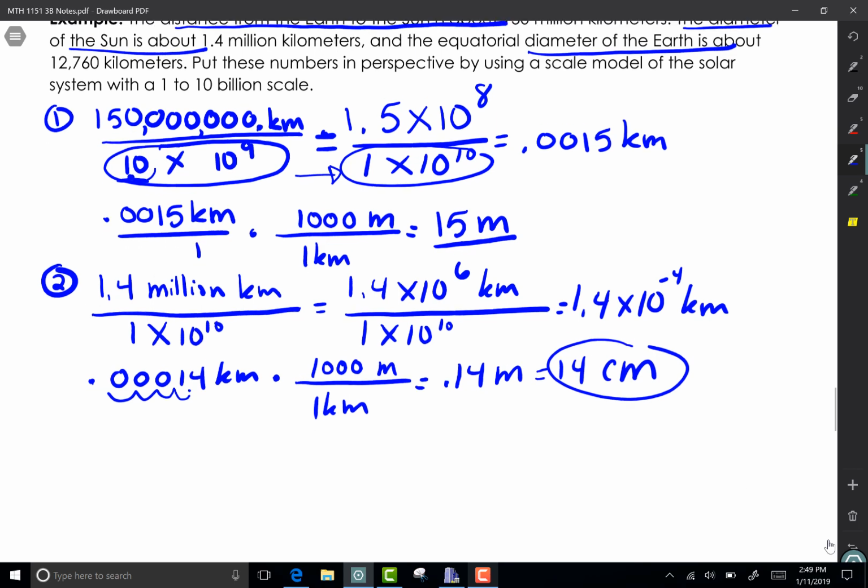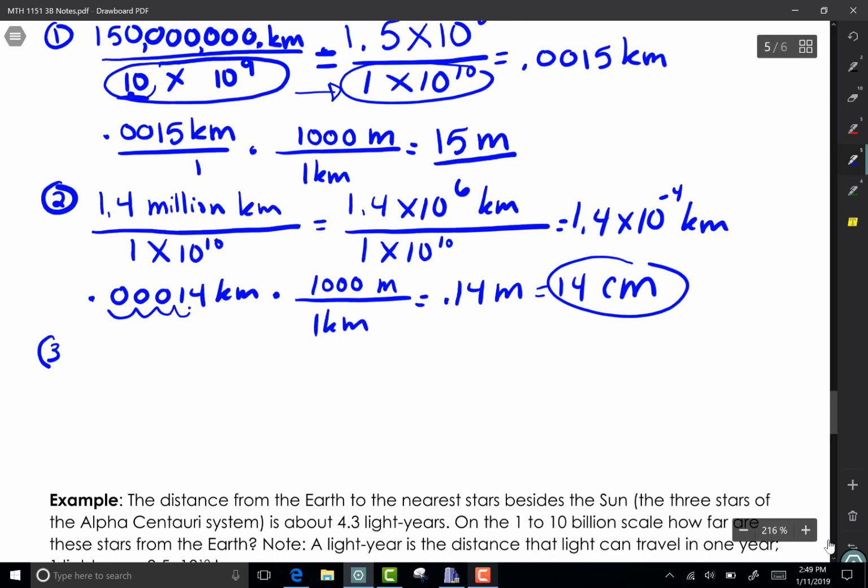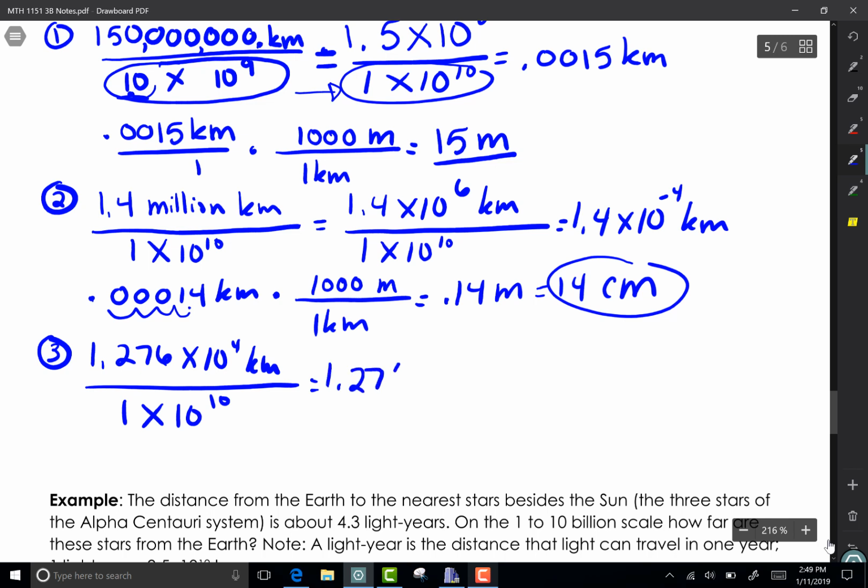Okay, and the last thing that we need to scale is the Earth's diameter. Now it says the Earth's diameter is 1.276 times 10 to the 4th kilometers. And we want to divide by, again, since we're using the same scale for all of this, I'm just going to keep reusing the 1 times 10 to the 10. If the scale changes, that number is going to change. When I put that in on the calculator, I'm going to get 1.276 times 10 to the negative 6.